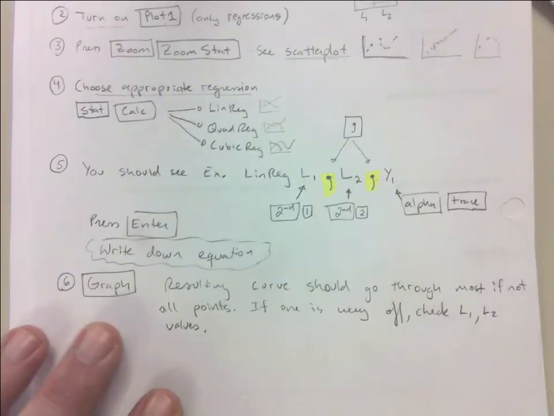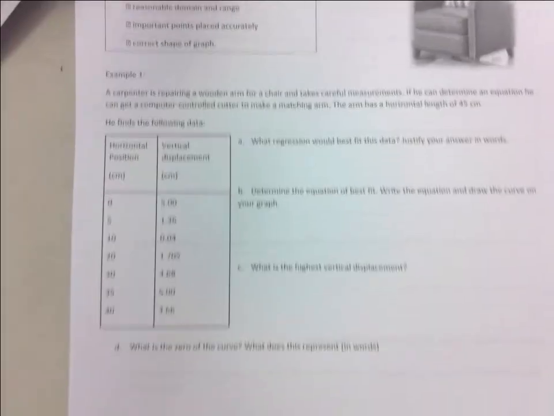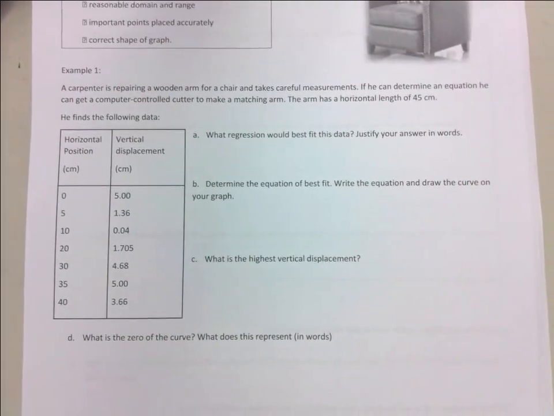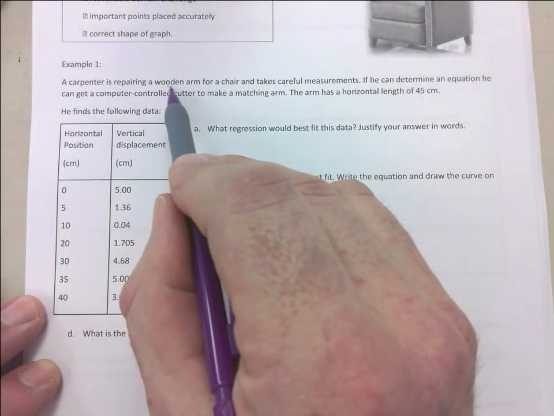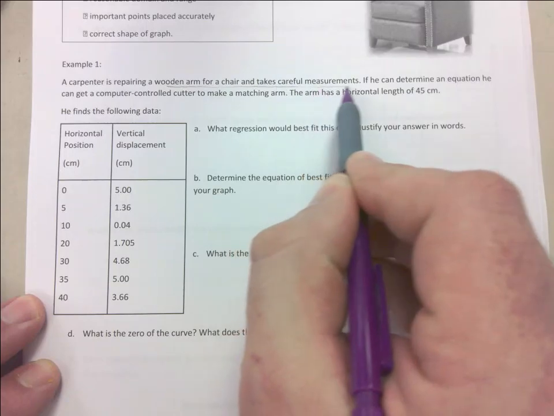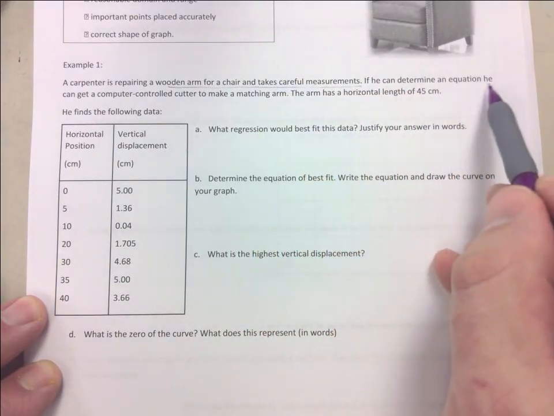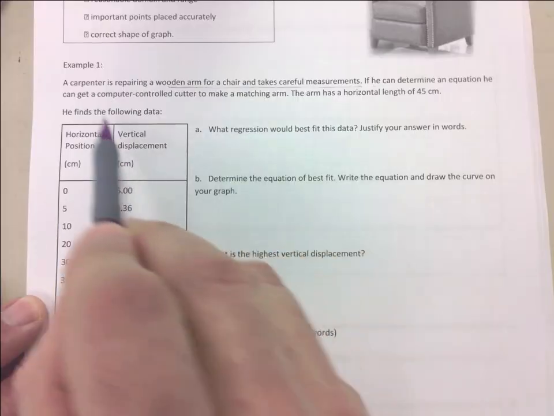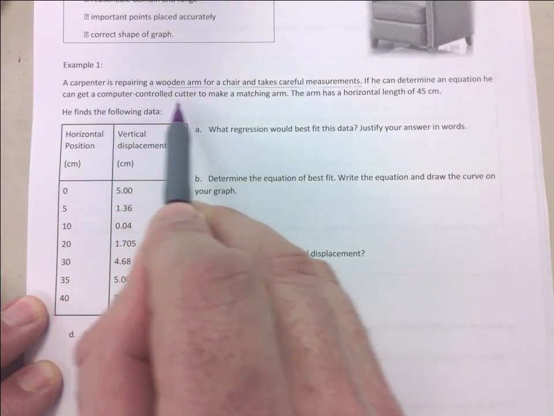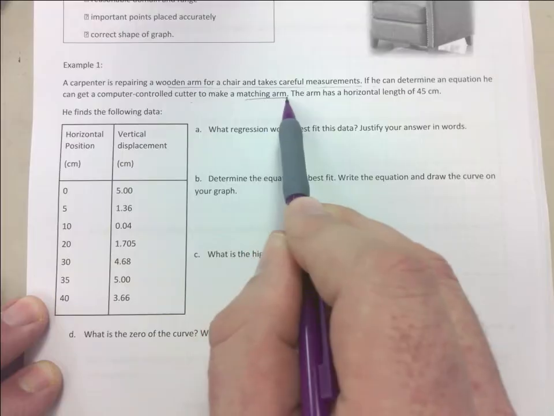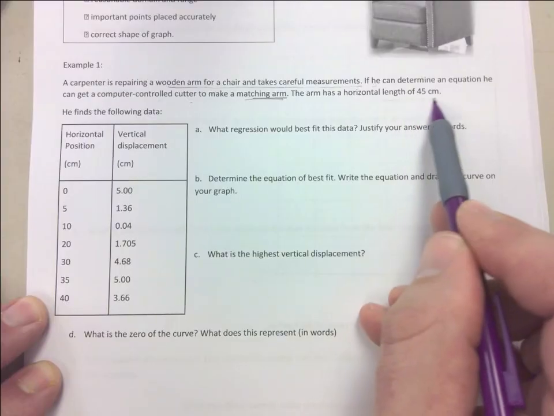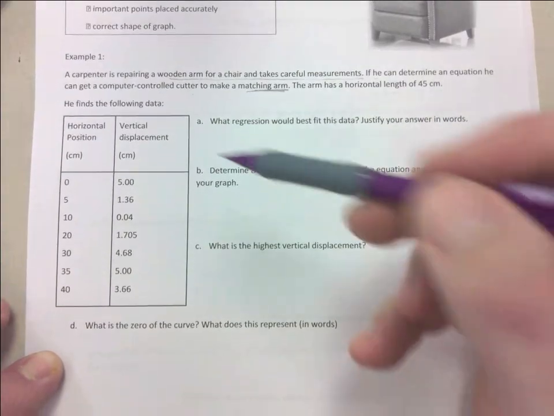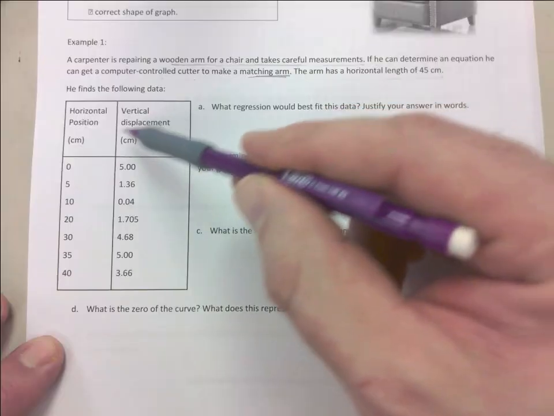Let's go over to page 36. And I'll walk you through it. Okay? We've got a carpenter repairing a wooden armchair, who takes careful measurements. If he can determine an equation, he can program a computer-controlled cutter to make a matching arm. The arm has a horizontal length of 45 centimeters. You've been given a table.